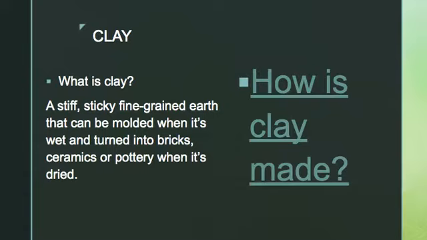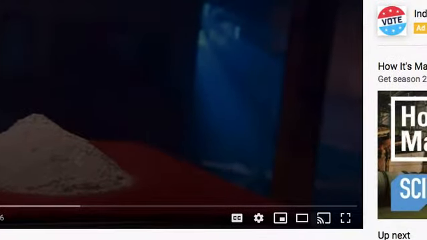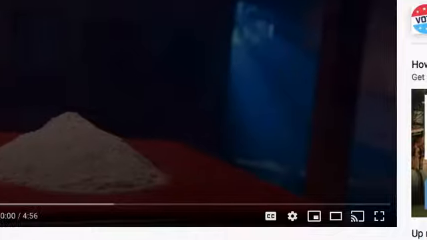The first thing we're going to talk about is clay and what it is. The clay that we use in school is a stiff, sticky, fine-grained earth that can be molded when it's wet and turned into bricks, ceramics, or pottery when it's dried. So the clay that we use is actually from the earth. If you're using an air-dry clay, that is a man-made material. That means it does not come from the earth. We're going to watch a short video about how clay is made, and then we'll go ahead and continue moving on through our vocabulary.